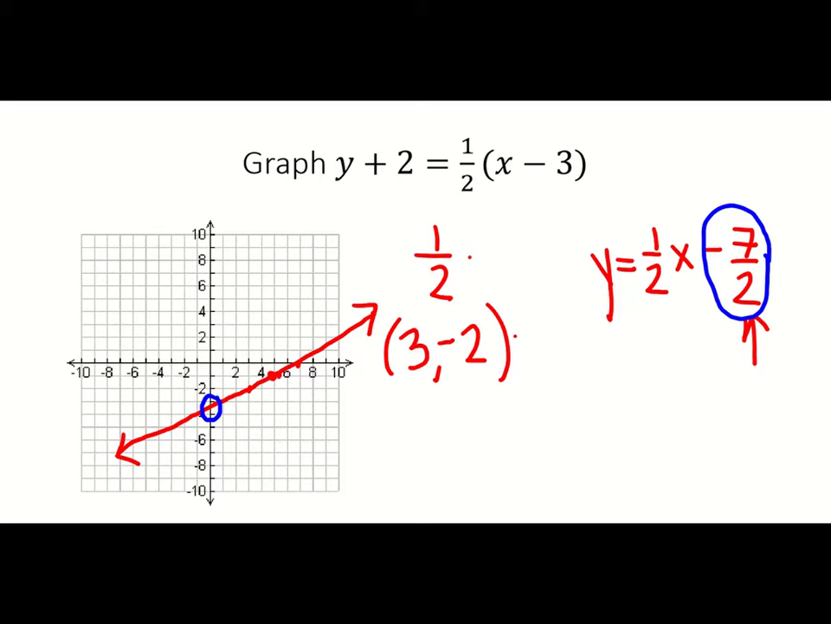So again, the point, the slope, and the y-intercept, all three factors affect what's happening in your graph. You should always see your y-intercept around the right spot and your point around the right spot. The slope is telling you how slanted the line is.